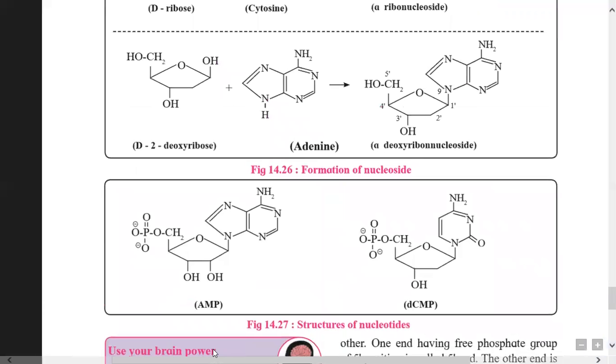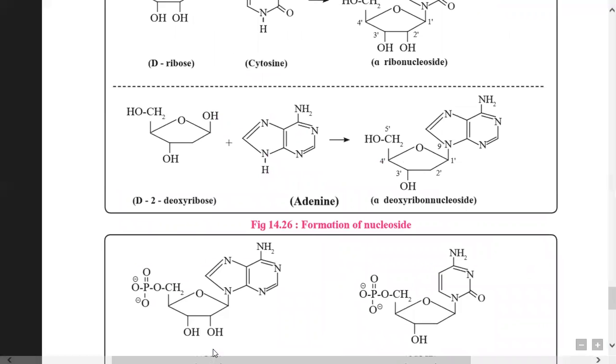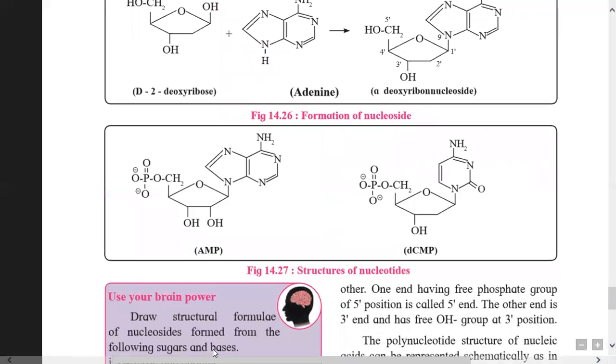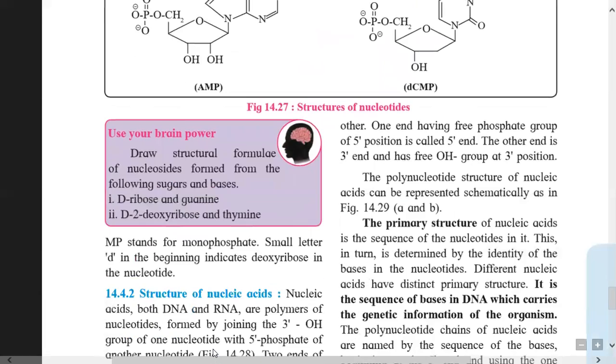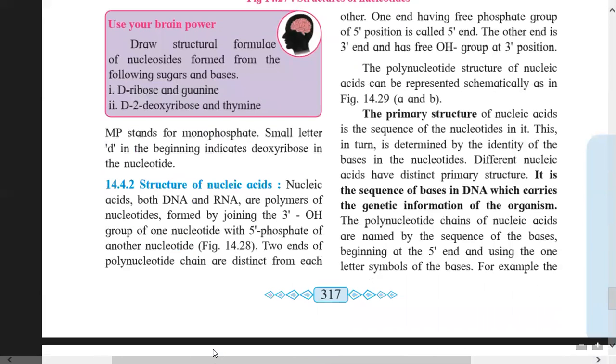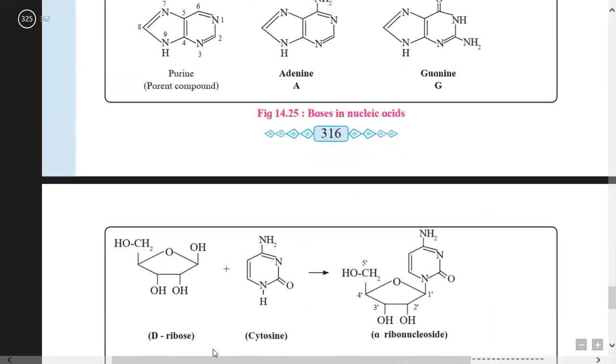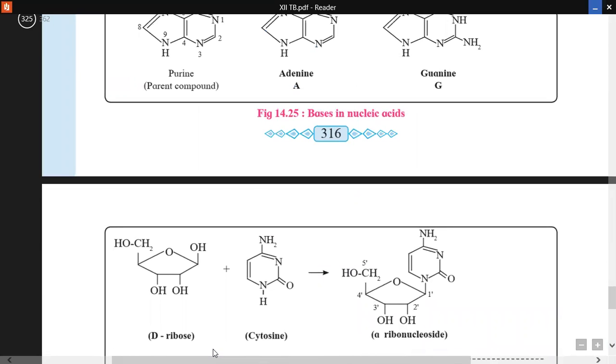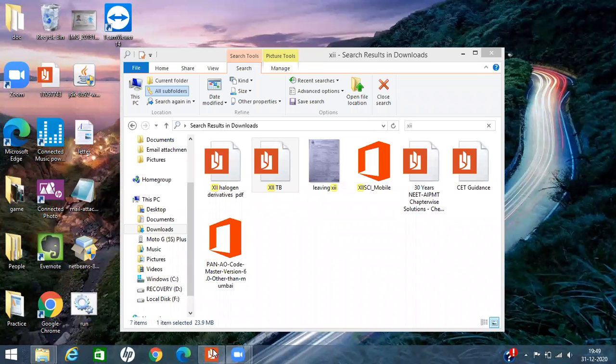What is the basic difference between nucleoside and nucleotide? Nucleoside does not contain a phosphate group. Nucleoside contains sugar and base, and nucleotide contains sugar, base, and phosphate, all three components. So that is about these components, nucleotide and nucleoside. Thank you.